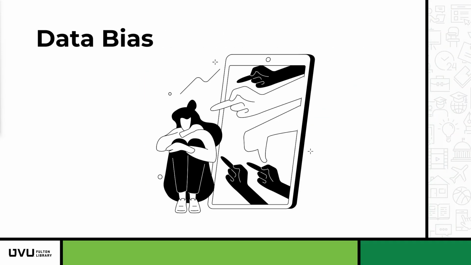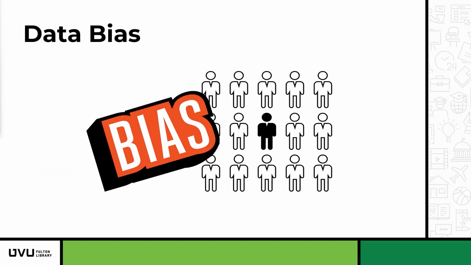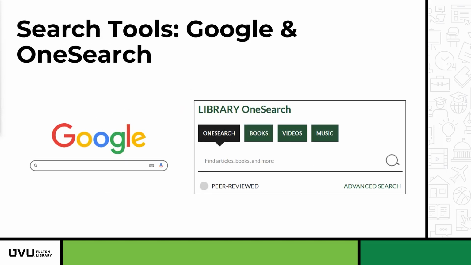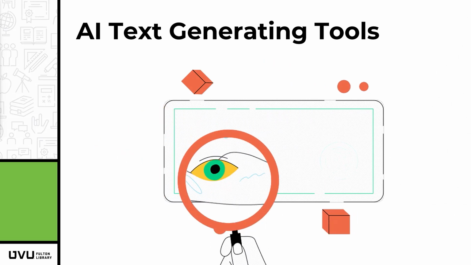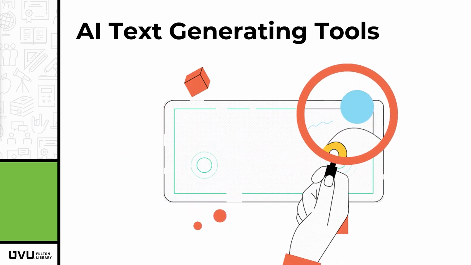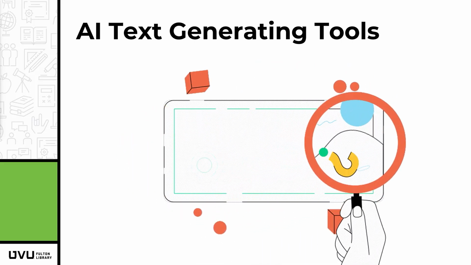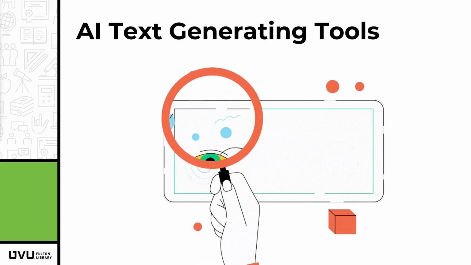Another limitation is that AI tools reproduce the biases of the data that they're trained on. For example, if you ask a text-generating tool to write a crime story, it is likely to include harmful racial and gender stereotypes. Additionally, text-generating tools are not search tools, such as search engines like Google or a library database like OneSearch. These return a list of search results such as websites and academic articles. AI text generating tools have a very different purpose and function. At this point in time, it is best to avoid using a text generating tool to search for information, in part because of the risk of hallucinations as mentioned earlier.